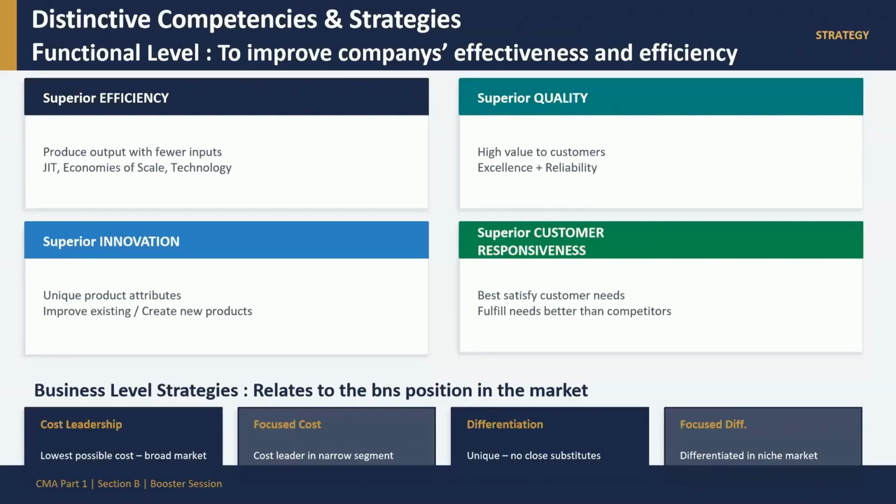Okay, let me ask you a question now. Among these 4 business level strategies, which one do you think is most challenging? Among all of these 4, which business level strategy can easily lead the business to shut down? Any answers?